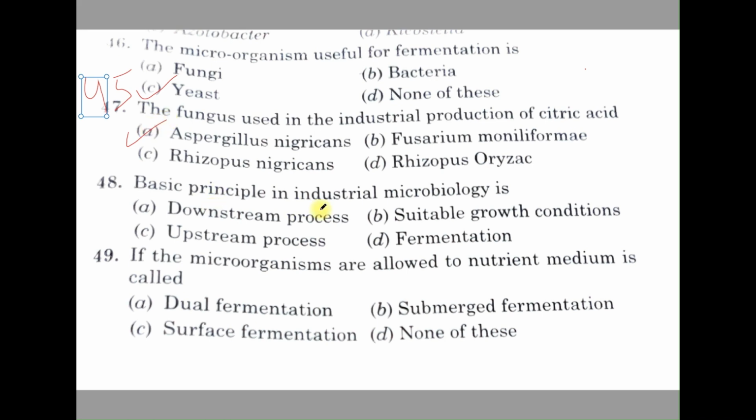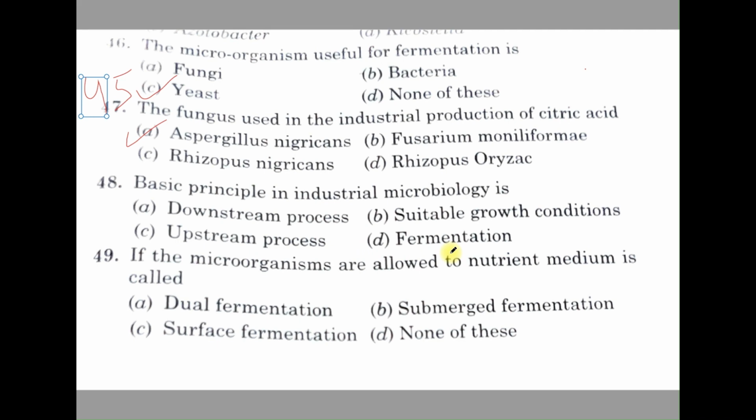Question number 48. Basic principle in industrial microbiology is A. Downstream process, B. Suitable growth conditions, C. Upstream process, and D. Fermentation.